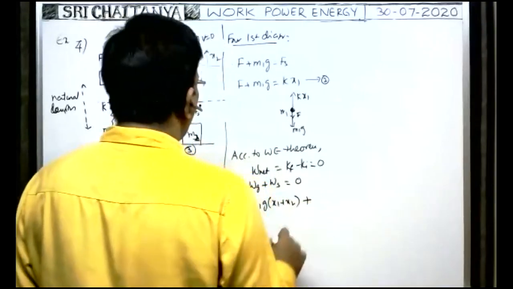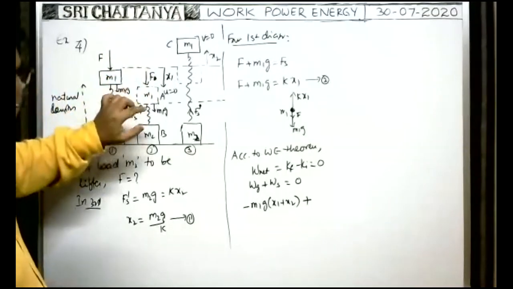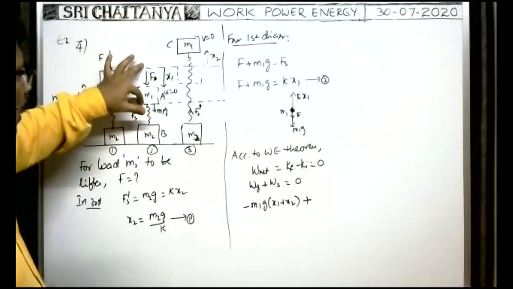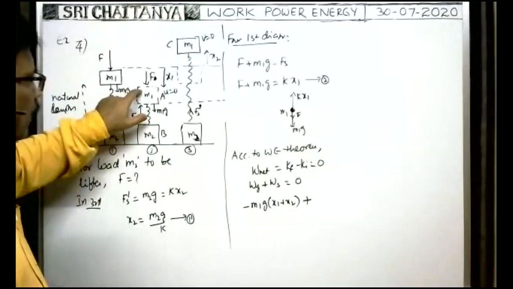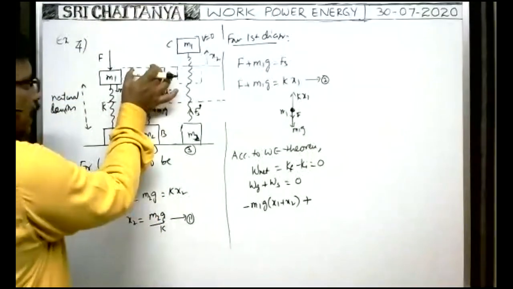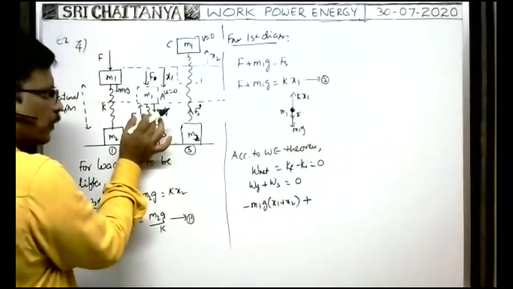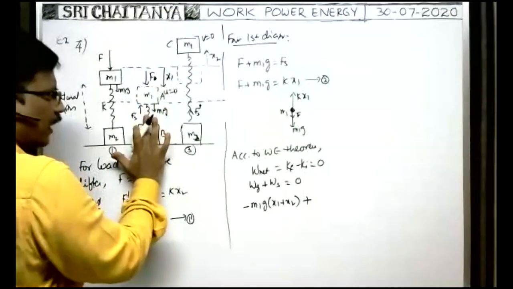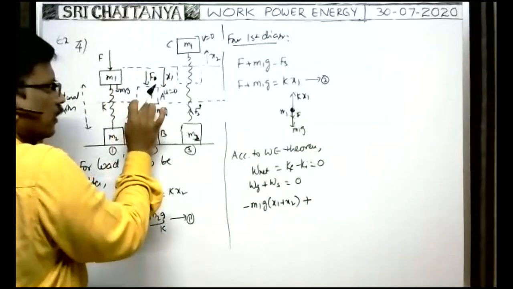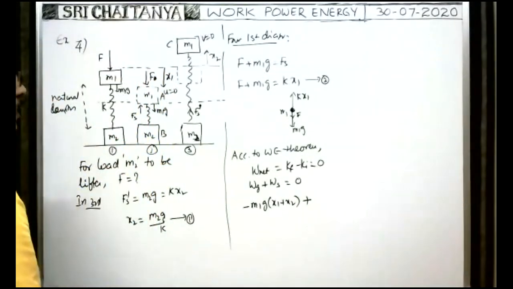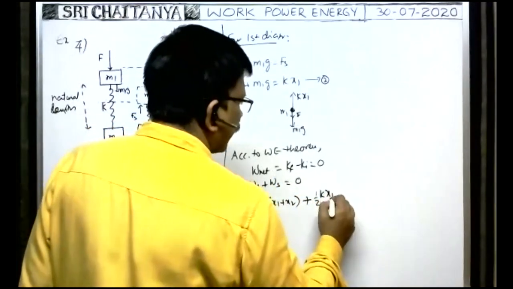What is the work done by the spring? From this position to this position, as compression is there, the spring force does work on the block, which is positive. Because whenever the block is displaced through a distance x1, the spring is compressed and the spring force pushes the block upwards. Along the direction of spring force, as the block moves up to this point, work done by the spring force is positive. That's why positive work, half k into x1 square.